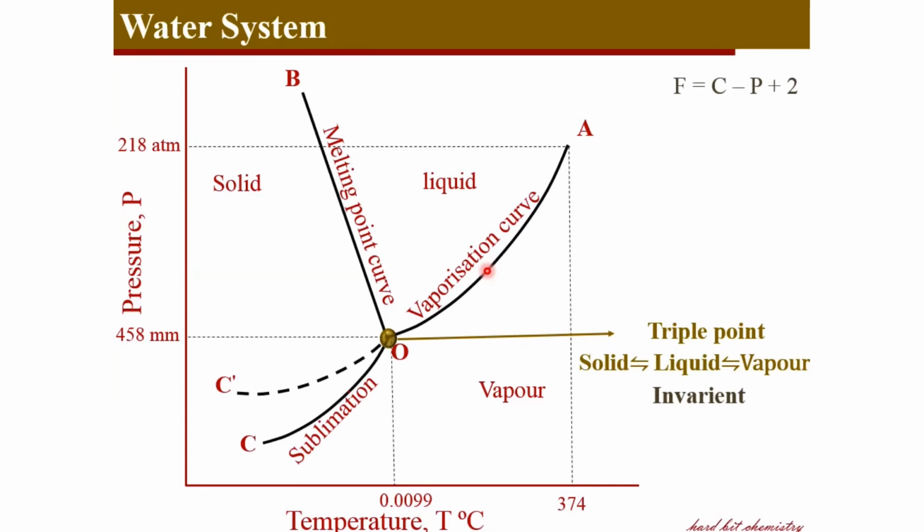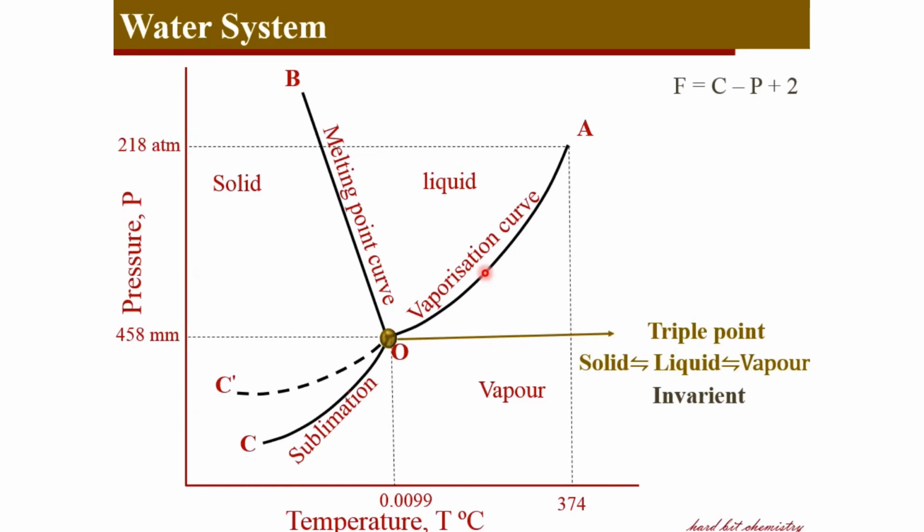If you calculate the degrees of freedom, again the number of components is 1 and P is 2, because the two phases, liquid and vapor, are in equilibrium. So P will be 2. Now you can say that your degrees of freedom will become 1 if you calculate. F will be 1 minus 2 plus 2. So degrees of freedom will be 1. That means the system is univariant.